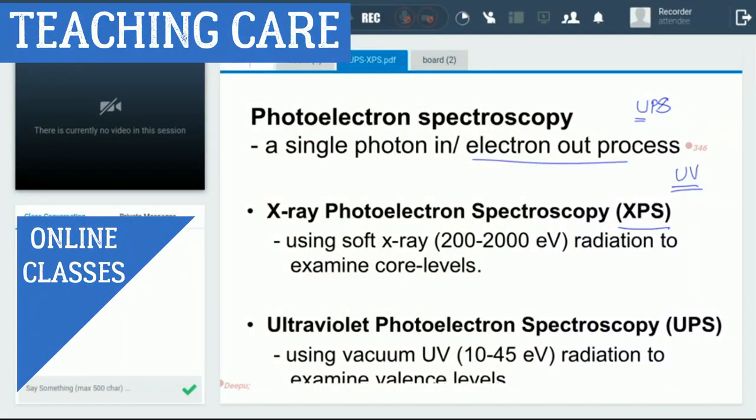Ultraviolet photoelectron spectroscopy. And another ray can be used, X-ray. The UV ray and X-ray all have their own wavelength. X-ray can also be used for ejecting electrons. If you eject an electron using X-ray, that electron can be analyzed by photoelectron spectroscopy, which is called XPS. With the help of X-ray, you are going to eject the electron, using soft X-ray. Where do we use X-ray in our everyday life? To take a photo of our broken bone.